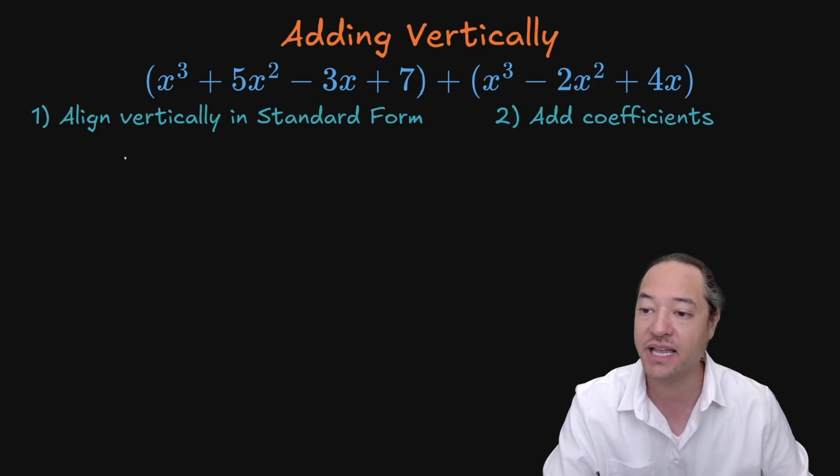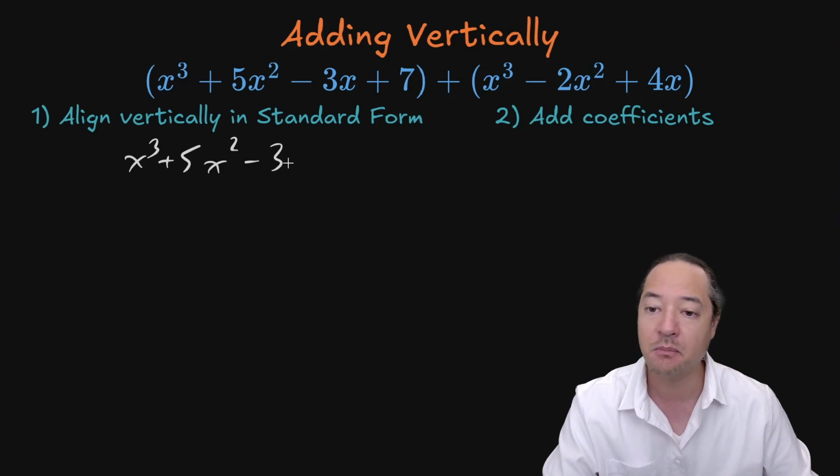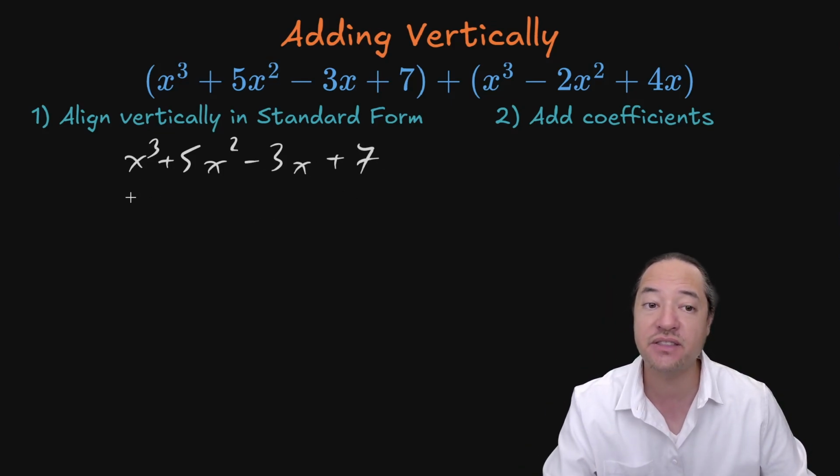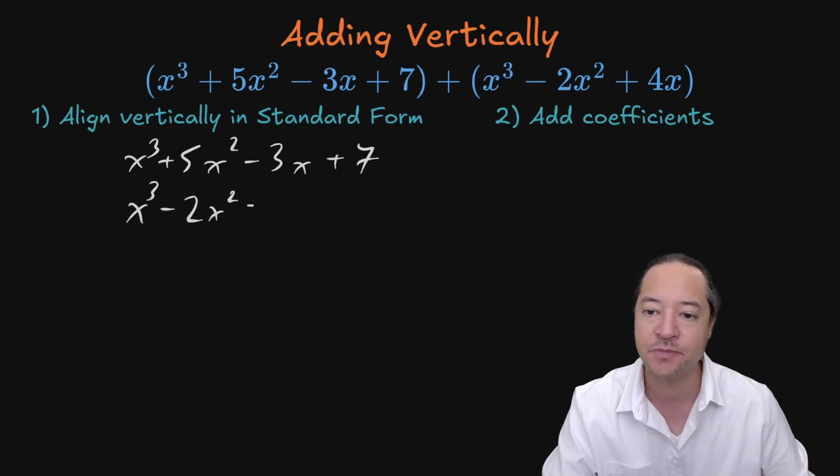So we'll have here an x cubed plus a 5x squared minus 3x plus 7, and then the next one we'll put underneath it, aligning these like terms, right? So we'll get another x cubed minus 2x squared plus 4x, and there's nothing here, so I could leave it blank or I could add a 0, whatever you want.